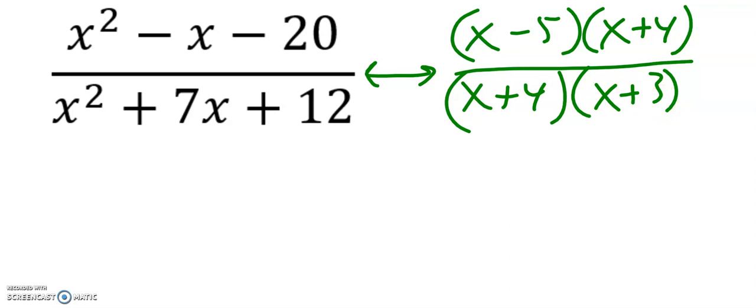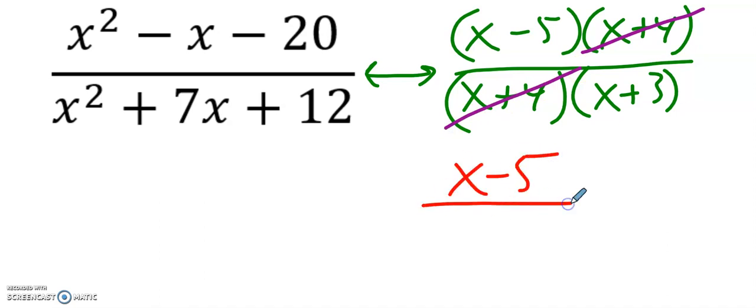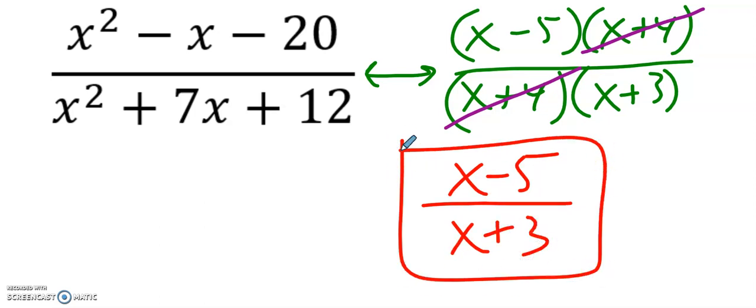So now we want to simplify, and we see that I have a common factor of x plus 4 in the numerator and a common factor of x plus 4 in the denominator. So those are going to reduce, and I'm left with x minus 5 over x plus 3. Boom, that's my answer. Any questions? No? Good, let's move on.